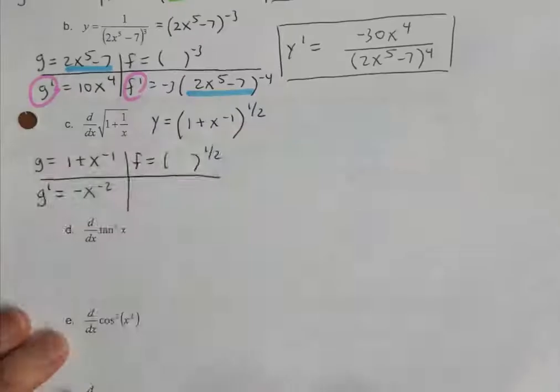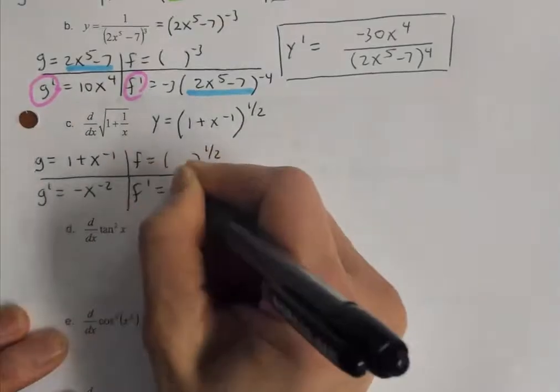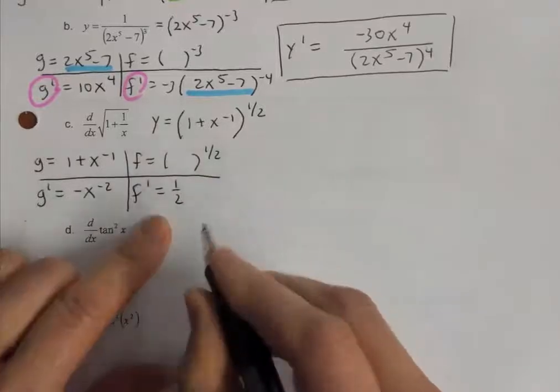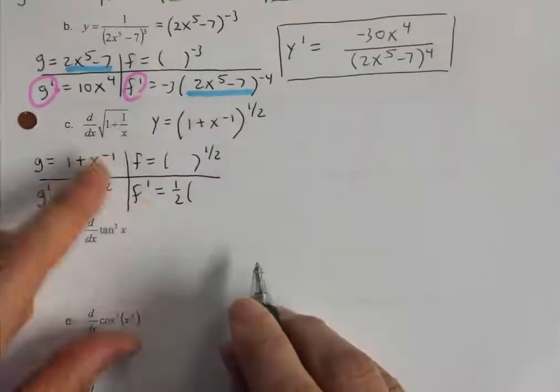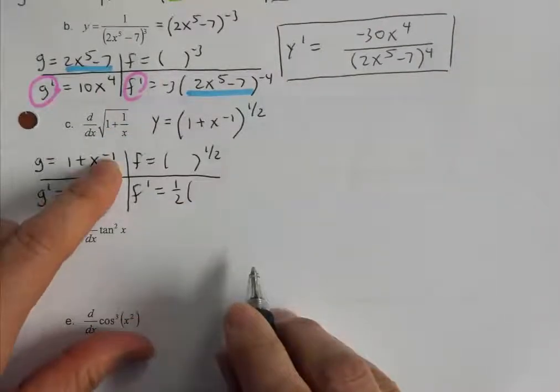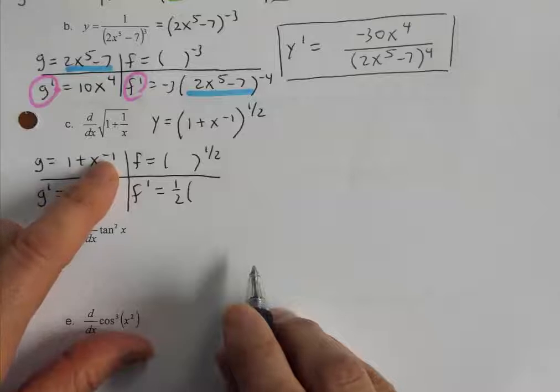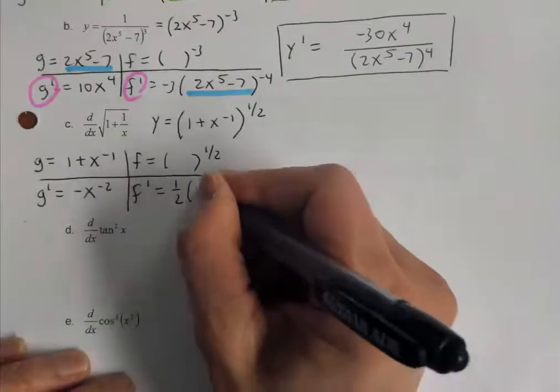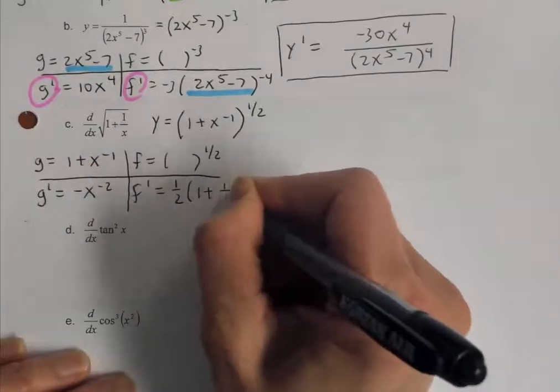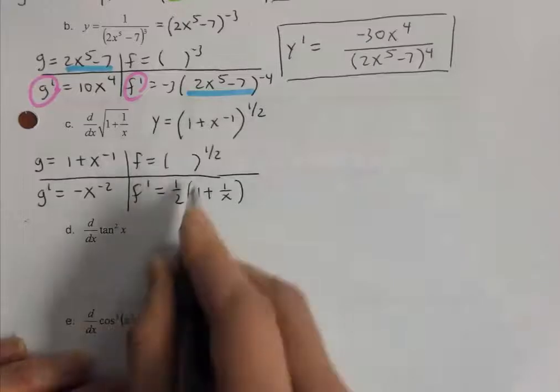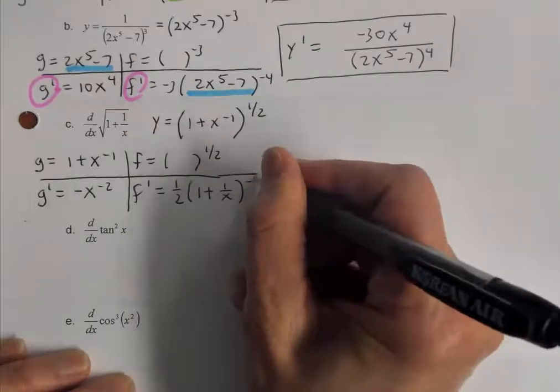Okay, so then my f prime is going to equal 1/2. And then I'm going to just rewrite my inner part as the previous, instead of having an x to the negative 1. The only reason I did that was to take the derivative easily. So then this will be a 1 plus 1 over x. And then it's going to be raised to the, subtract 1, so it's negative 1/2.